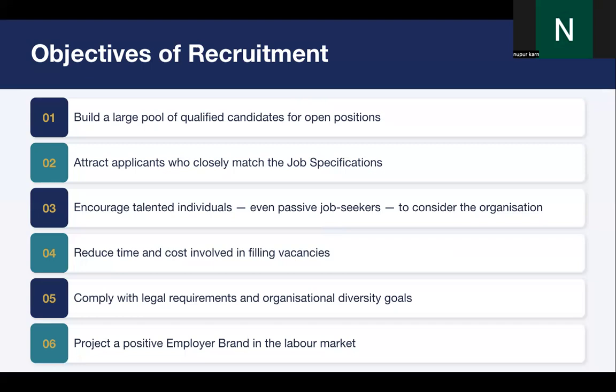Reduce time and cost involved in filling vacancies. Right. It means that if you have a proper planning, if you have a proper process, this will also reduce time and the cost involved in filling vacancy. Suddenly you cannot just do this recruitment, just go and get the candidates. You need a proper planning for that. So this will also reduce cost.